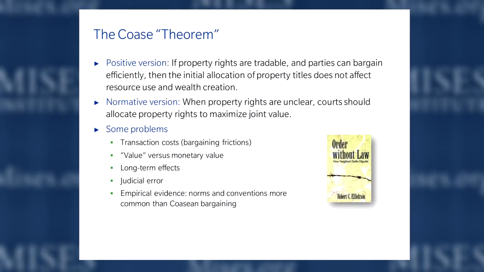There are long-term effects of reallocating property titles. Judges make mistakes. So maybe we don't want to entrust judges with this power. And empirically, it's the case that, in fact, people rarely litigate these kinds of disputes anyway. Usually if I were to dump garbage on Tho's land, rather than Tho taking me to court, or some complicated scheme where Tho pays me a certain cash amount to keep my garbage on my own lawn, people just usually work this out amongst themselves.